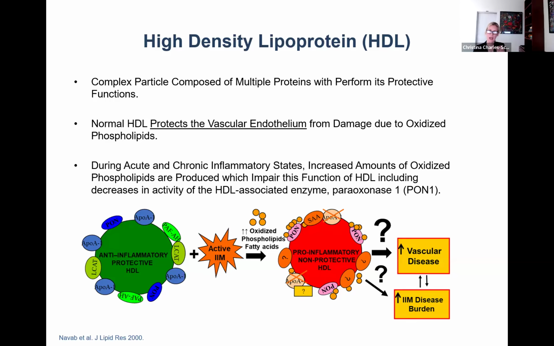But if you have acute, if you have chronic inflammation, whether from an infection, whether from rheumatoid arthritis, whether from myositis that I'll show you, it can become dysfunctional. So this green particle is normal, it's anti-inflammatory. Active inflammation accumulates different phospholipids and fatty acids, and it becomes dysfunctional. And that's what we've been working on because this is a potentially modifiable particle, hasn't quite got the therapeutic yet.